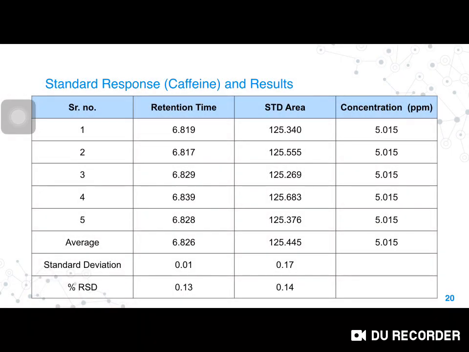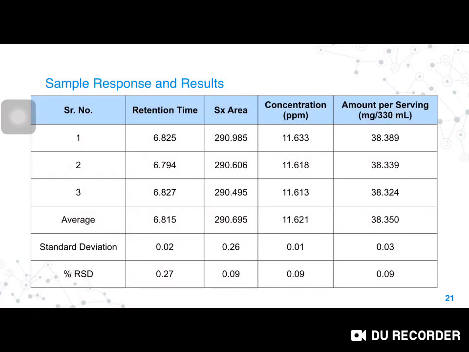The standard response of caffeine is shown in this table. The average standard area is 125.445 millivolts. Standard deviation is 0.17 and percent relative standard deviation is 0.14%. Using 1-point calibration, the concentration of caffeine in the test samples will be determined. The average sample area was 290.685 millivolts, standard deviation is 0.26, and percent relative standard deviation is 0.09%.